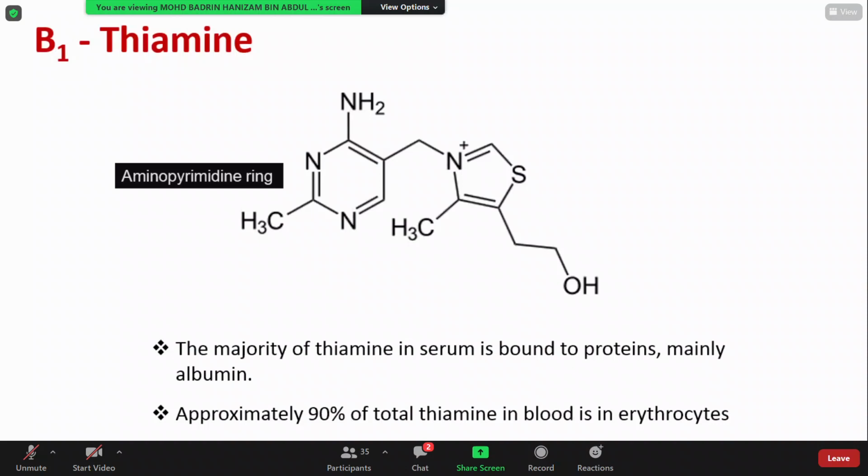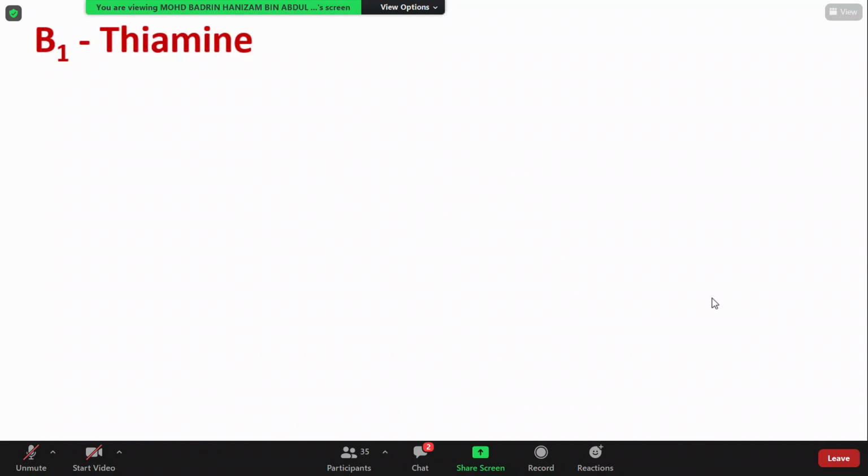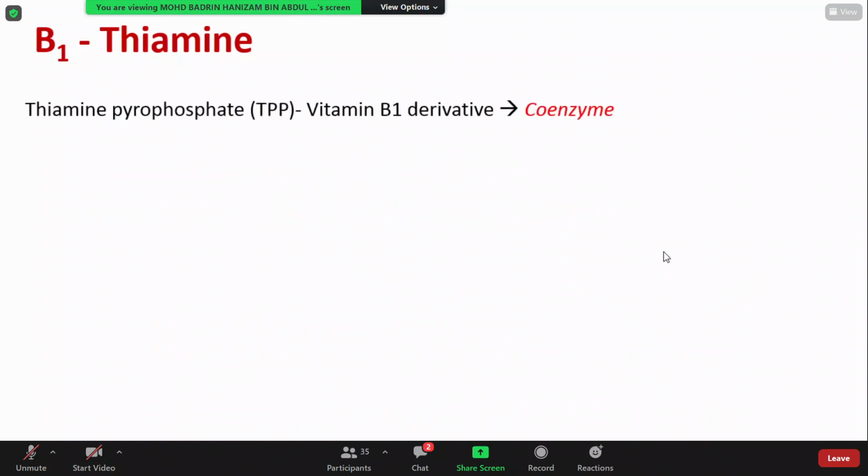The majority of thiamine in serum is bound to protein, mainly albumin. So if you do studies analyzing vitamin B1 in our body, you can find that B1 is normally bound to protein, mainly albumin, and about 90% of thiamine in blood is in erythrocytes. All right, 90% is huge, a high number of the thiamine in our blood is in the erythrocyte, the red blood cell.